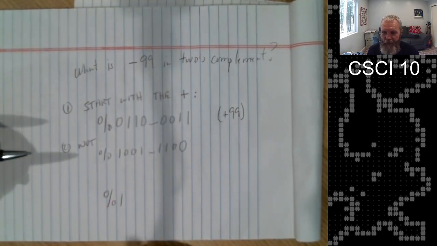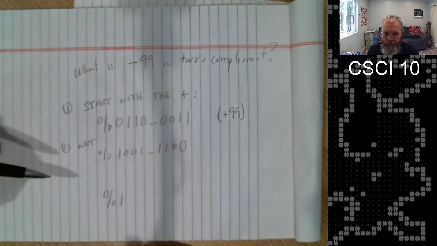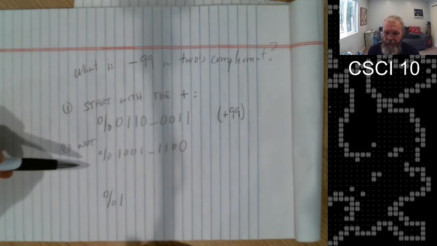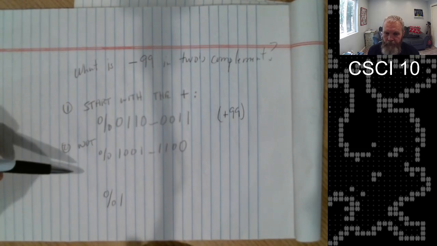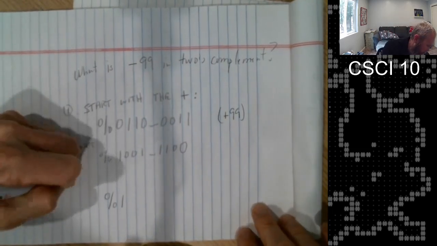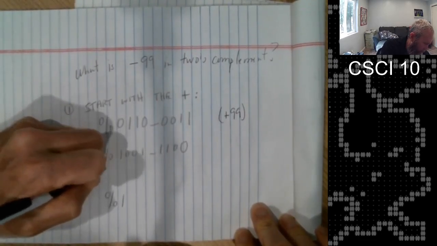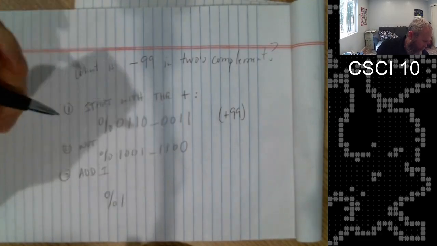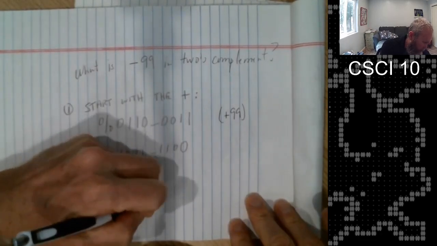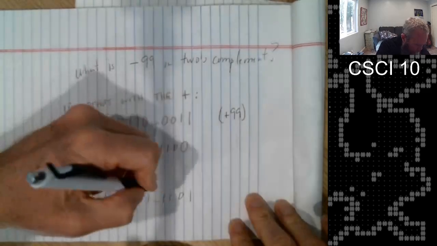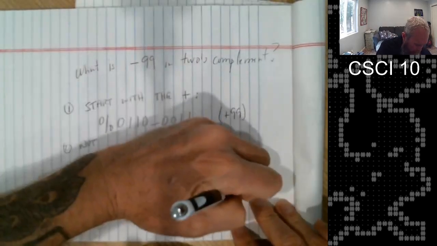Okay, that's perfect. So there's the not, and then add 1. Perfect. Good one, Glazer. Add 1. So if I add 1, that becomes... So there's -99.